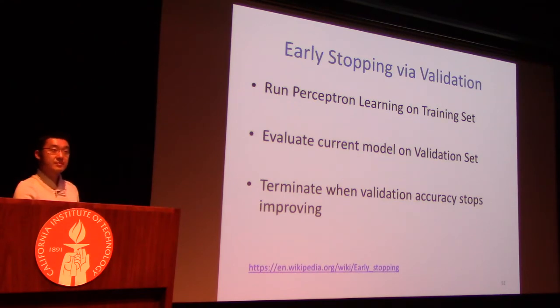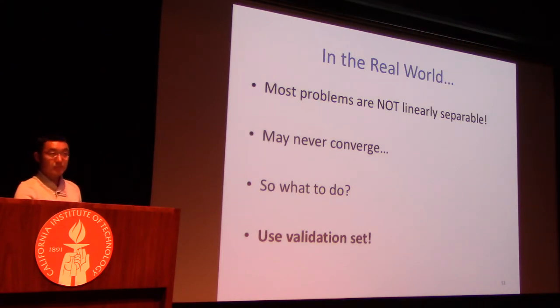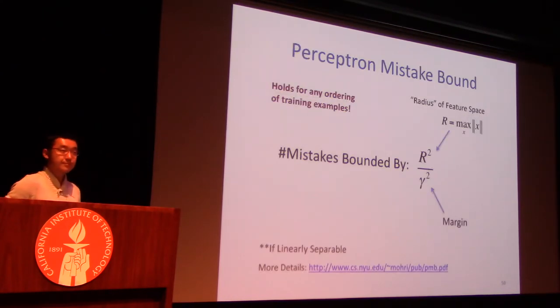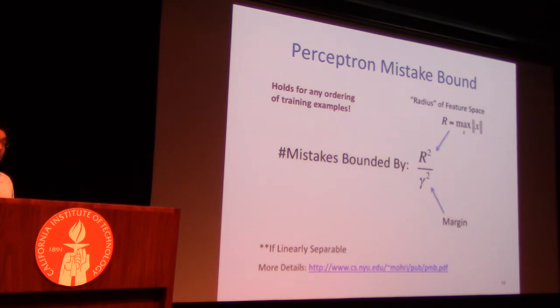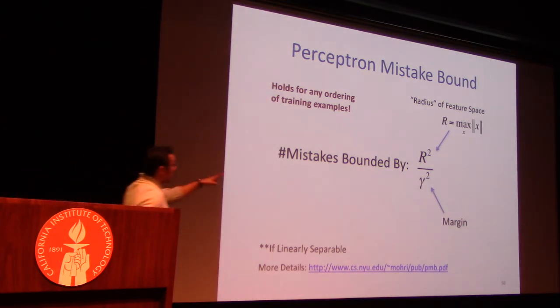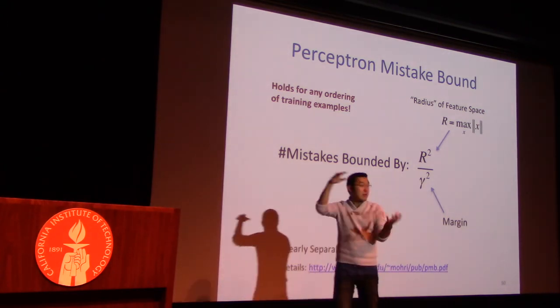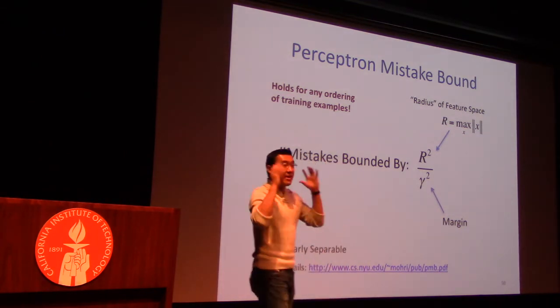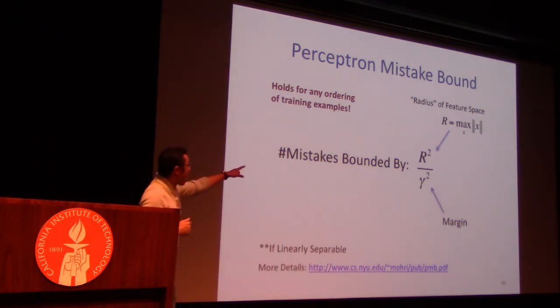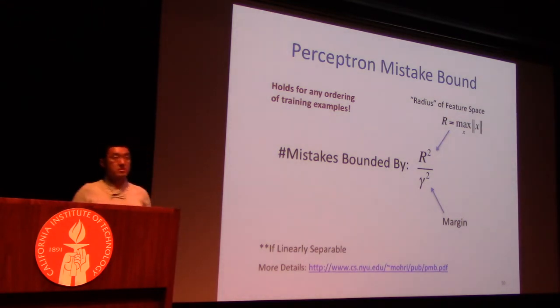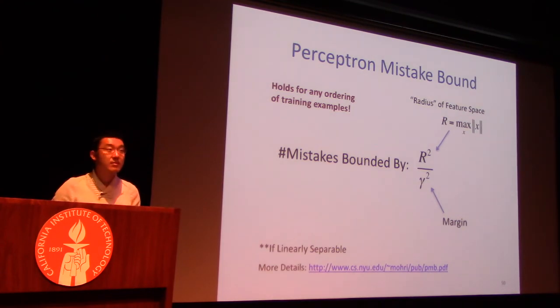Yes? A question about the previous slide. The r squared over gamma squared. Does it make any sense to normalize all the x's? If you normalize the x's, the gammas also change, right? Because if you squish the data, the gammas also change. So it's the data as you're given. So gamma and r are dependent on each other. In particular, if you scale down all the x's, the gamma correspondingly scales down.